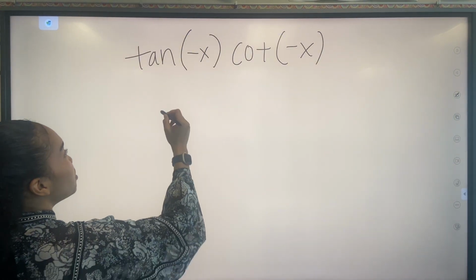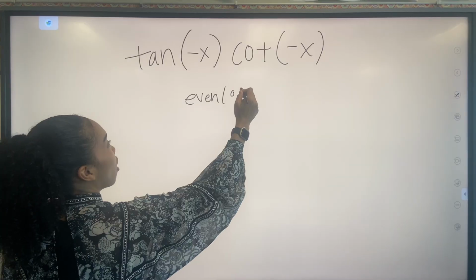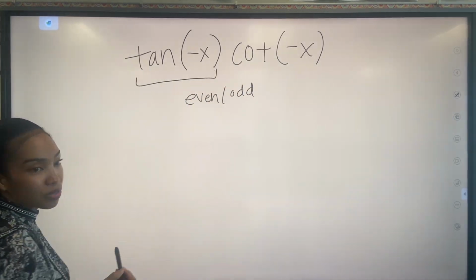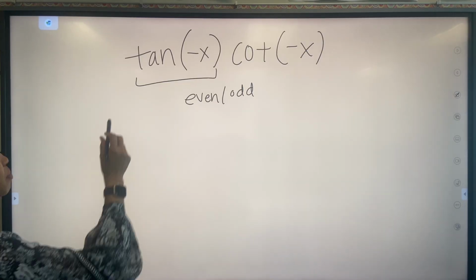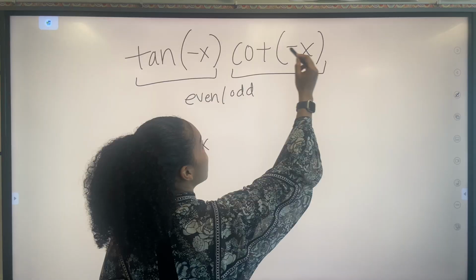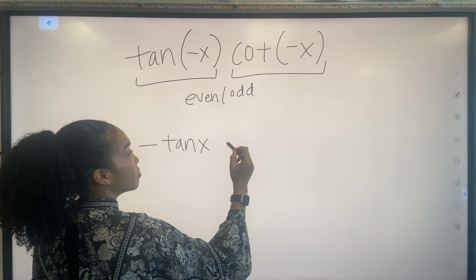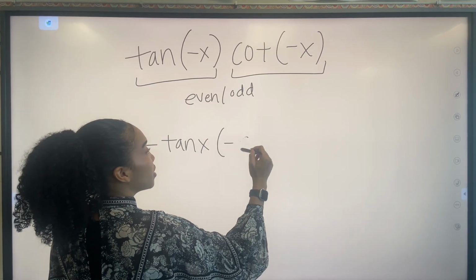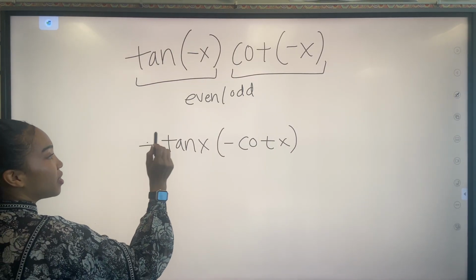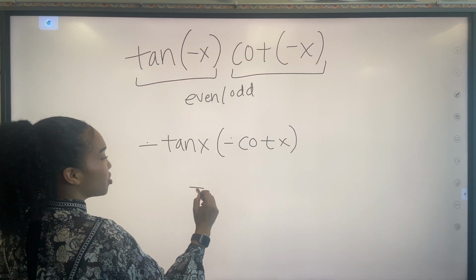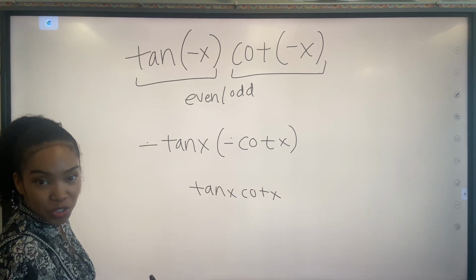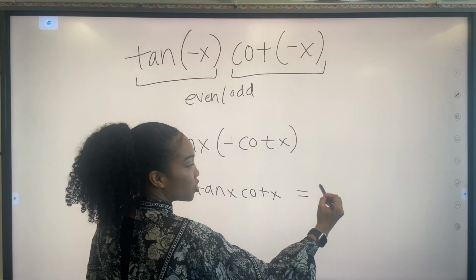For this problem, you need to look at the even and odd identities. So look at your formula sheet. What is this equal to? Yep, this is equal to negative tangent. And look at your formula sheet. What's that equal to? Negative cotangent. Yep, a negative cotangent. So negative times negative is positive. So this is just tangent x, cotangent x. And these are reciprocals. Reciprocals always equal 1. So your answer is 1.